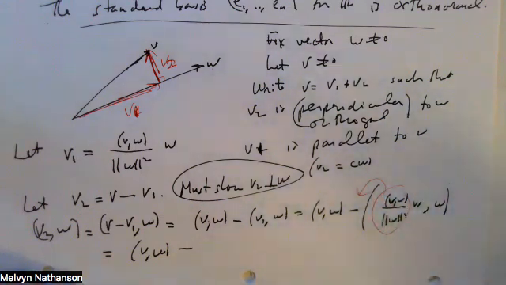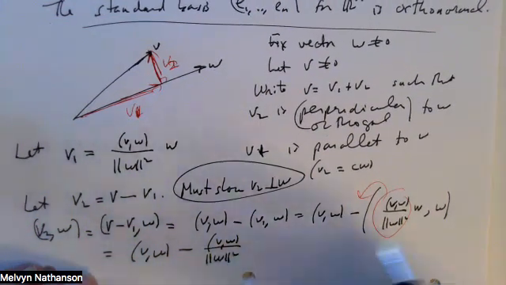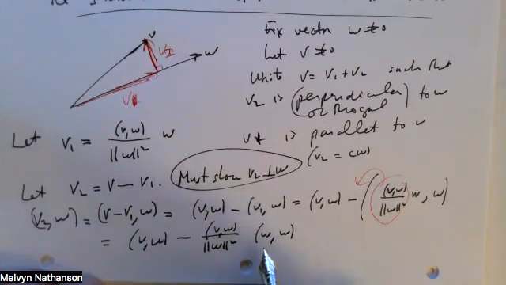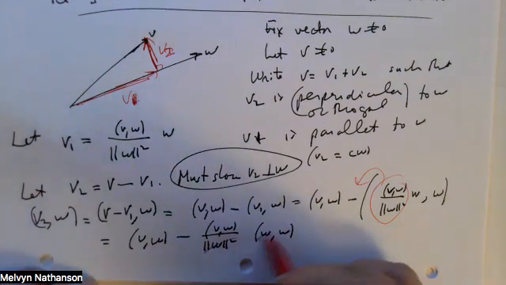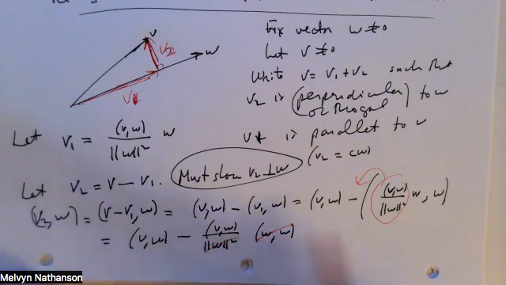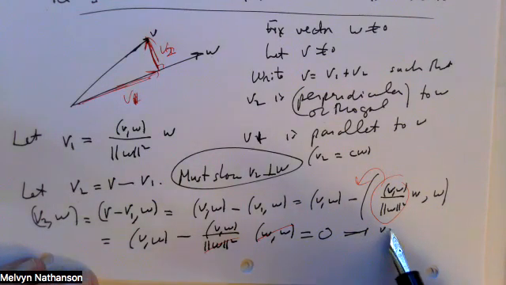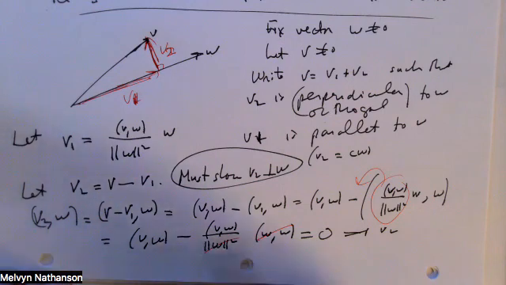I can take it outside. So that's the inner product of V and W over the length of W squared times the inner product of W with itself. But the inner product of W with itself is just the length of W squared. That's the definition of the length. So these cancel, and I get VW minus VW, and that's zero. So therefore, the inner product of V2 with W is zero.